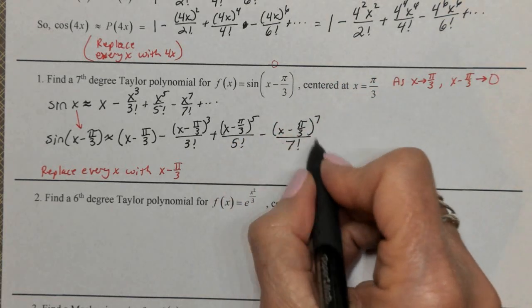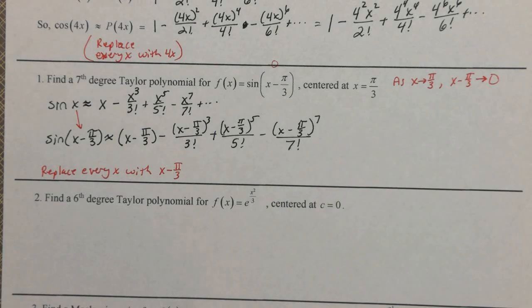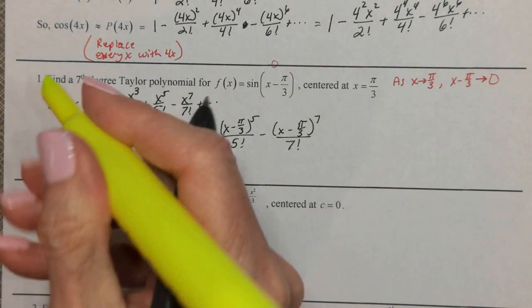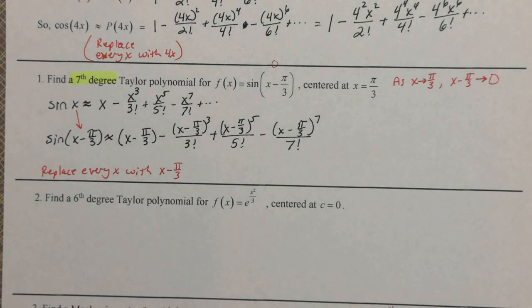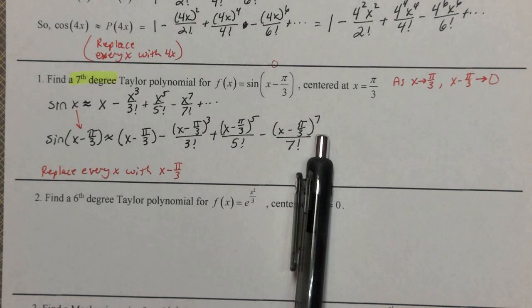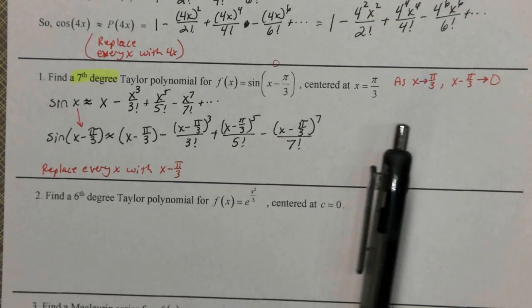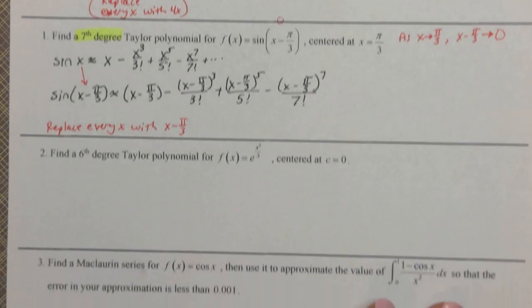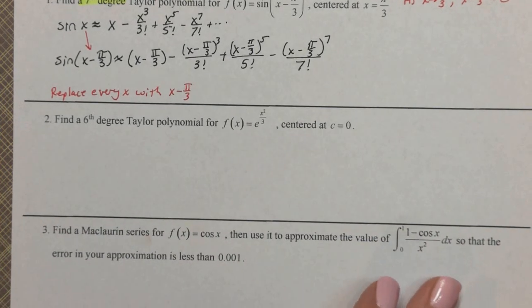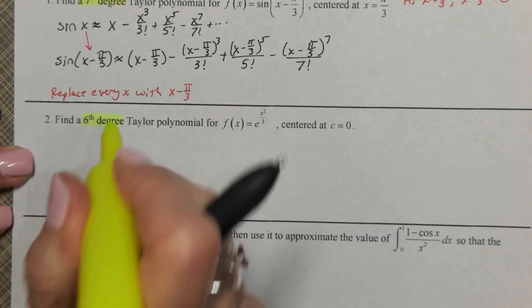And now, I almost put plus dot dot dot, but you don't want to put plus dot dot dot because it says we need to find a 7th degree Taylor polynomial, so I need to stop at 7. If you keep on going, it's no longer a 7th degree polynomial. So we're going to stop right there. Do not even write the plus dot dot dot because that says you're going further. Let's do another one. We're going to find a 6th degree, so we'll need to remember to stop at 6.